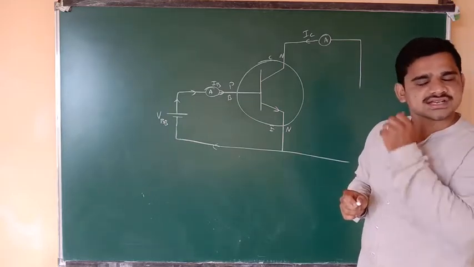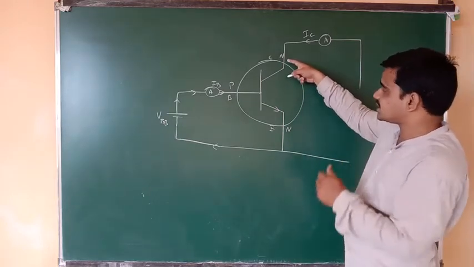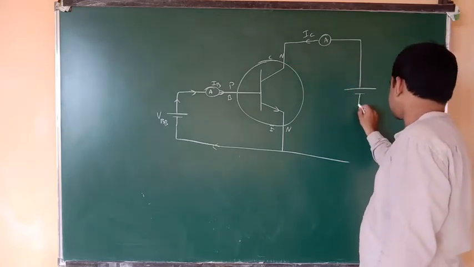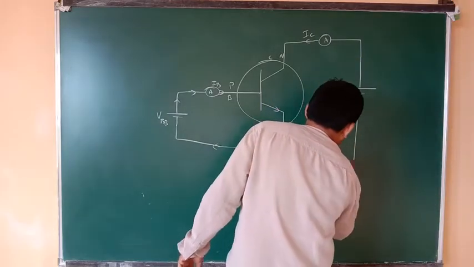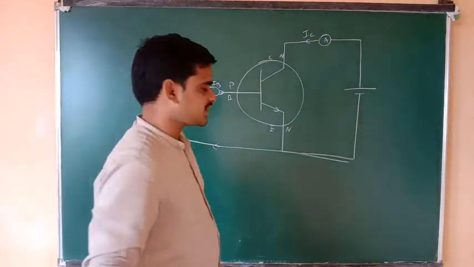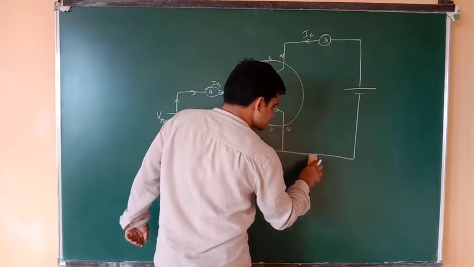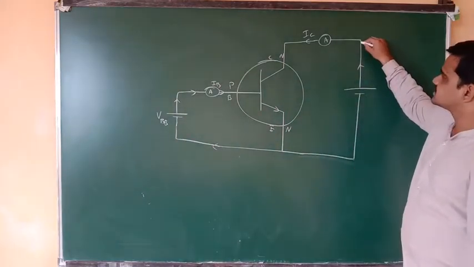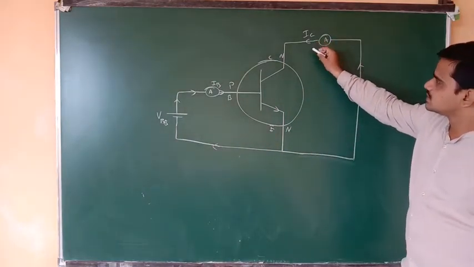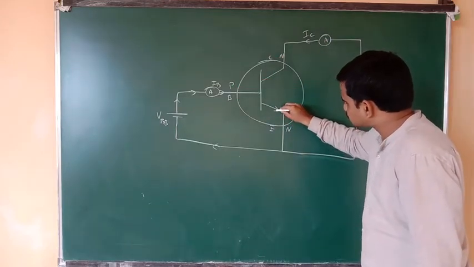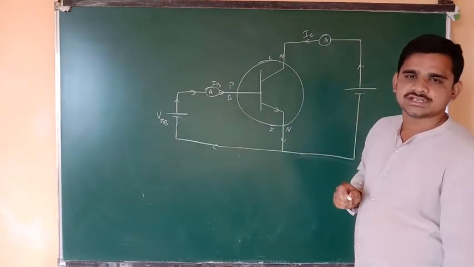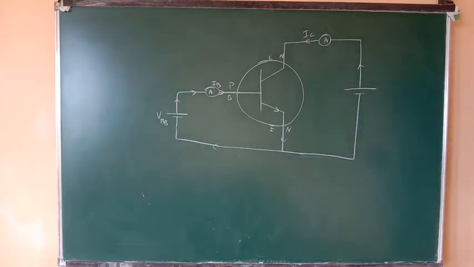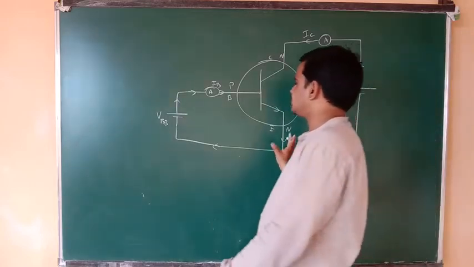The collector junction is connected in reverse bias. Reverse bias means this N-type semiconductor is connected to the positive terminal of the battery, nothing but the high potential of the battery. Then I can say this is in reverse bias condition, right? So the current from here starts and moves like this. This is the collector current. This current and the base current flow through the emitter. So we can write IE is equal to IB plus IC.